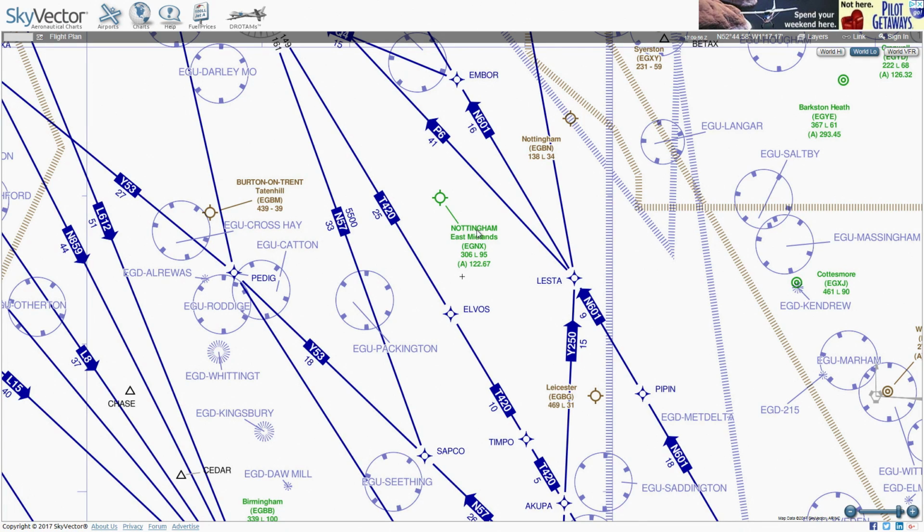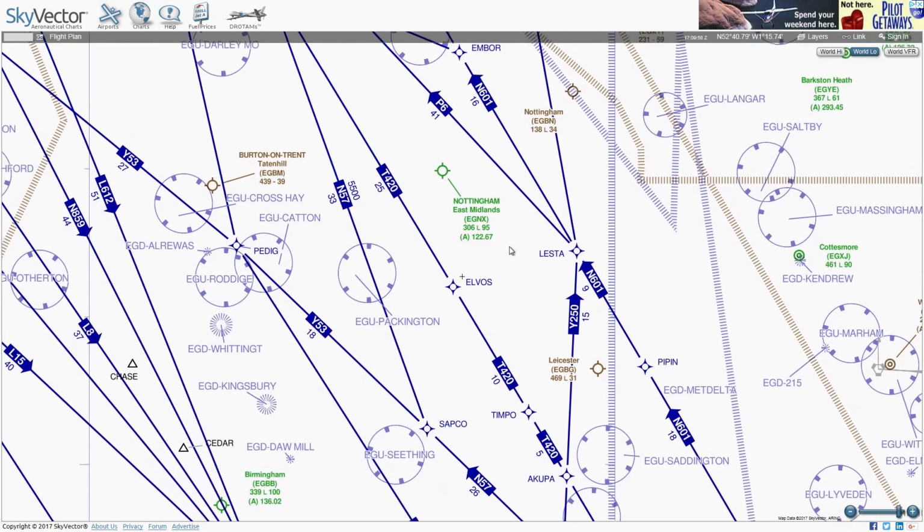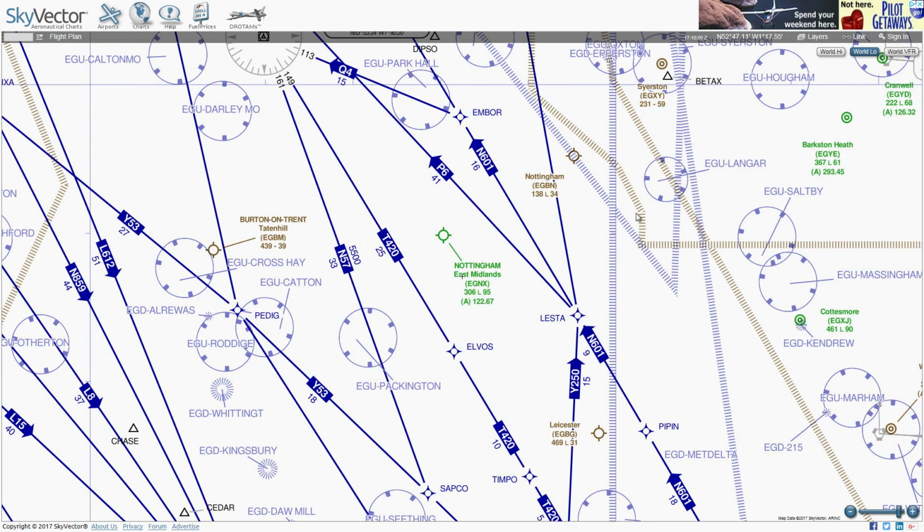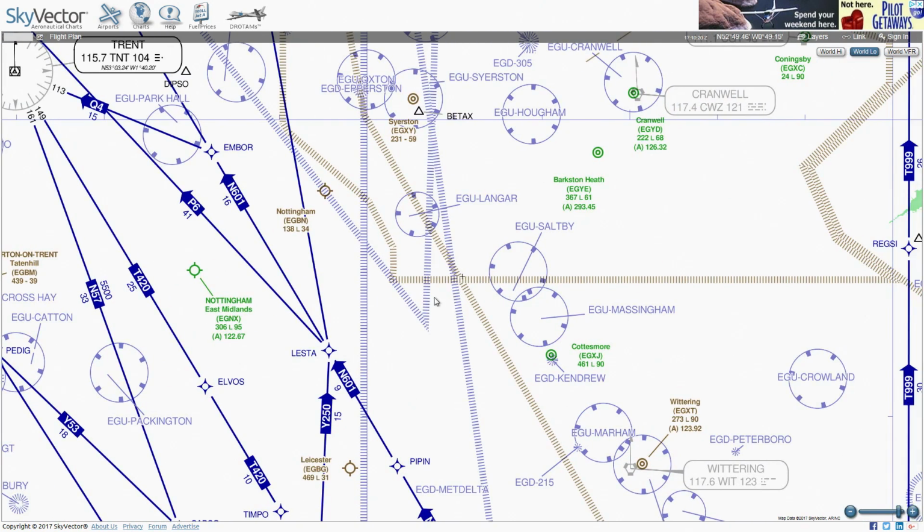It gives you the nearest city, in this case Nottingham, which isn't quite right, though Nottingham is the nearest city. This is East Midlands Airport. Again, there's the code for it, Echo Golf November X-ray. There's its altitude, that's all we're going to look at for now. And 122.67 is the ATIS for it. So, there you go.